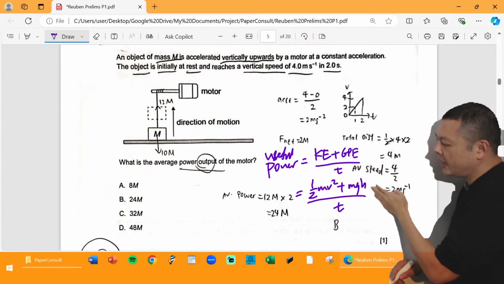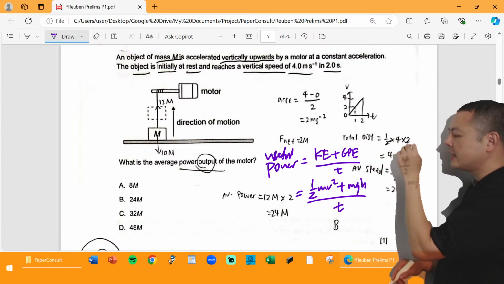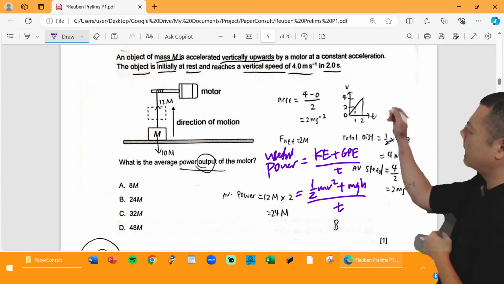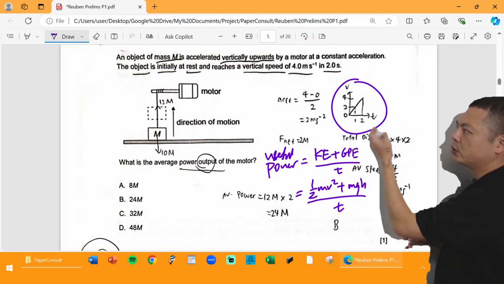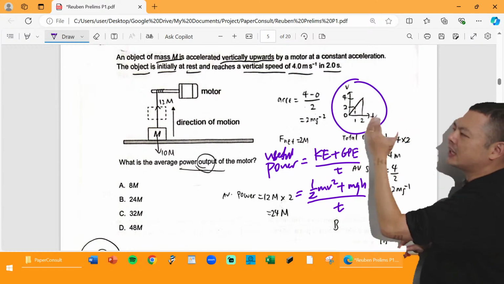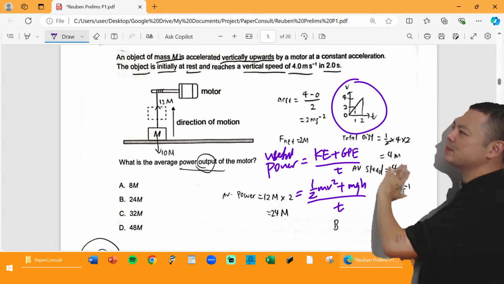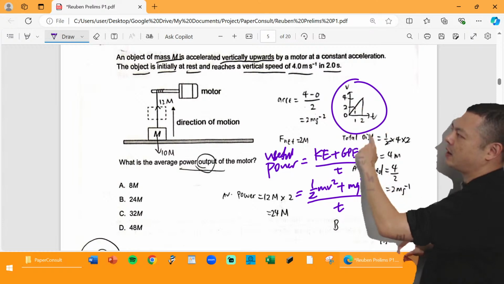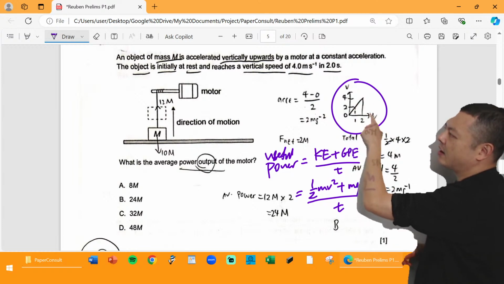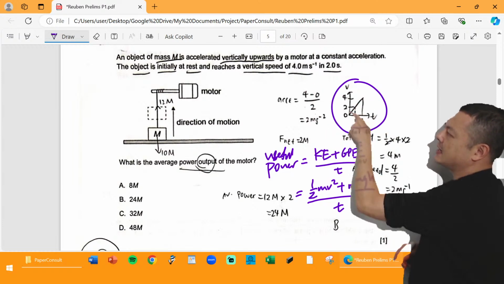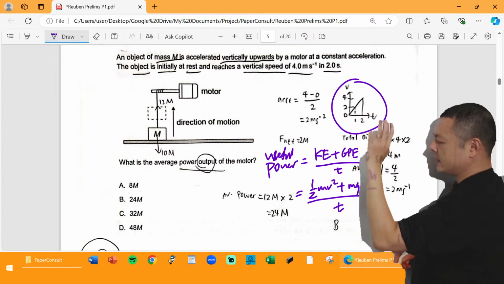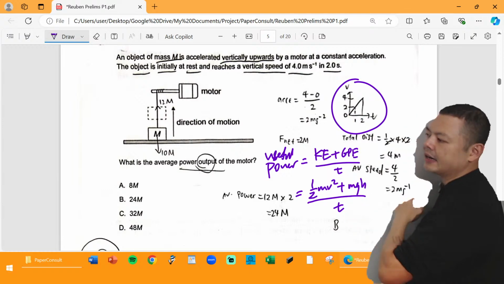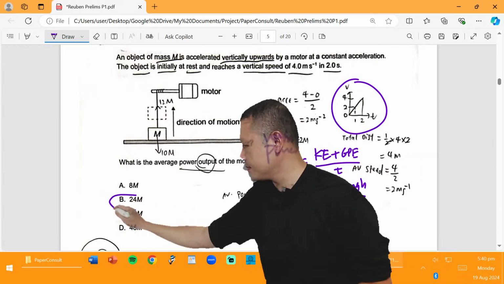Then mgh, the h being the height. I think the challenge is some students will not be able to find the height. But this is my go-to phrase all the time: don't think of all your suvat equations. If it comes to kinematics and you try to find distance, draw your speed-time graph, then you can find the area under the graph. 4 meters per second in 2 seconds, the area here is 4 meters, so the h here is 4 meters, and the t here is 2 seconds. You solve it, you will get B as the answer.